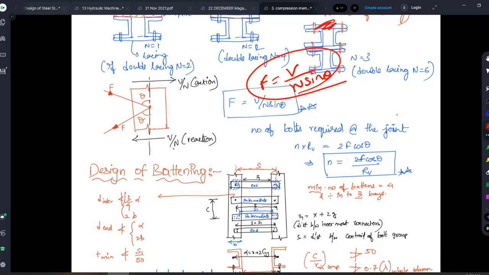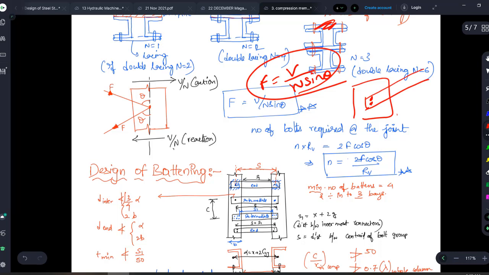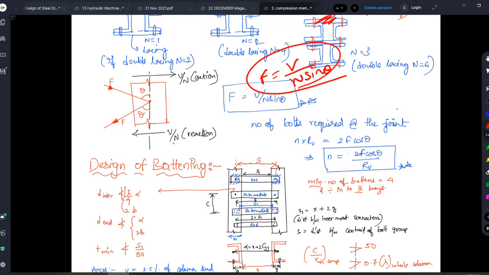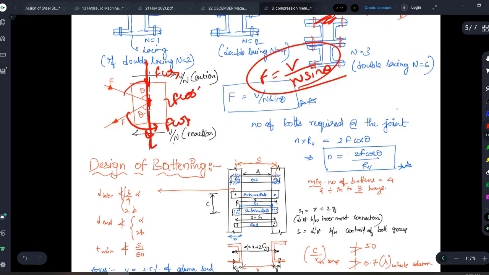So now the next question. If you have a lacing, how many bolts are required? One bolt is required, or two bolts, or how many bolts are required? If you are taking a particular lacing, how many bolts are required so that this much force can be easily passed? Quite simple. See, what is the component? Vertical component F cos theta. For this one, again F cos theta. So totally 2F cos theta is the vertical force which is passing through these bolts. Agreed or not? So these bolts should be able to resist 2F cos theta.